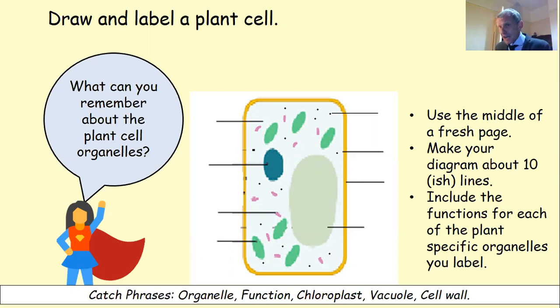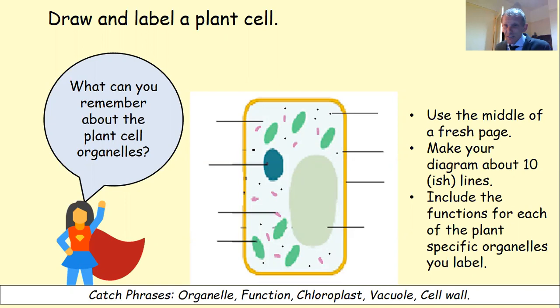All the ones you find in an animal cell, you can find in a plant cell, and they are included on this diagram. But there are 3 organelles on this diagram that aren't found in animal cells. And for those organelles, guys, I'd like you to have a go at labeling them, including the functions for those organelles as well in your labels.